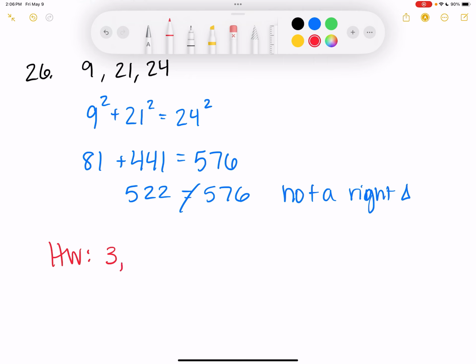All the even ones: 3, 5, 9, 11, 23, and 27.